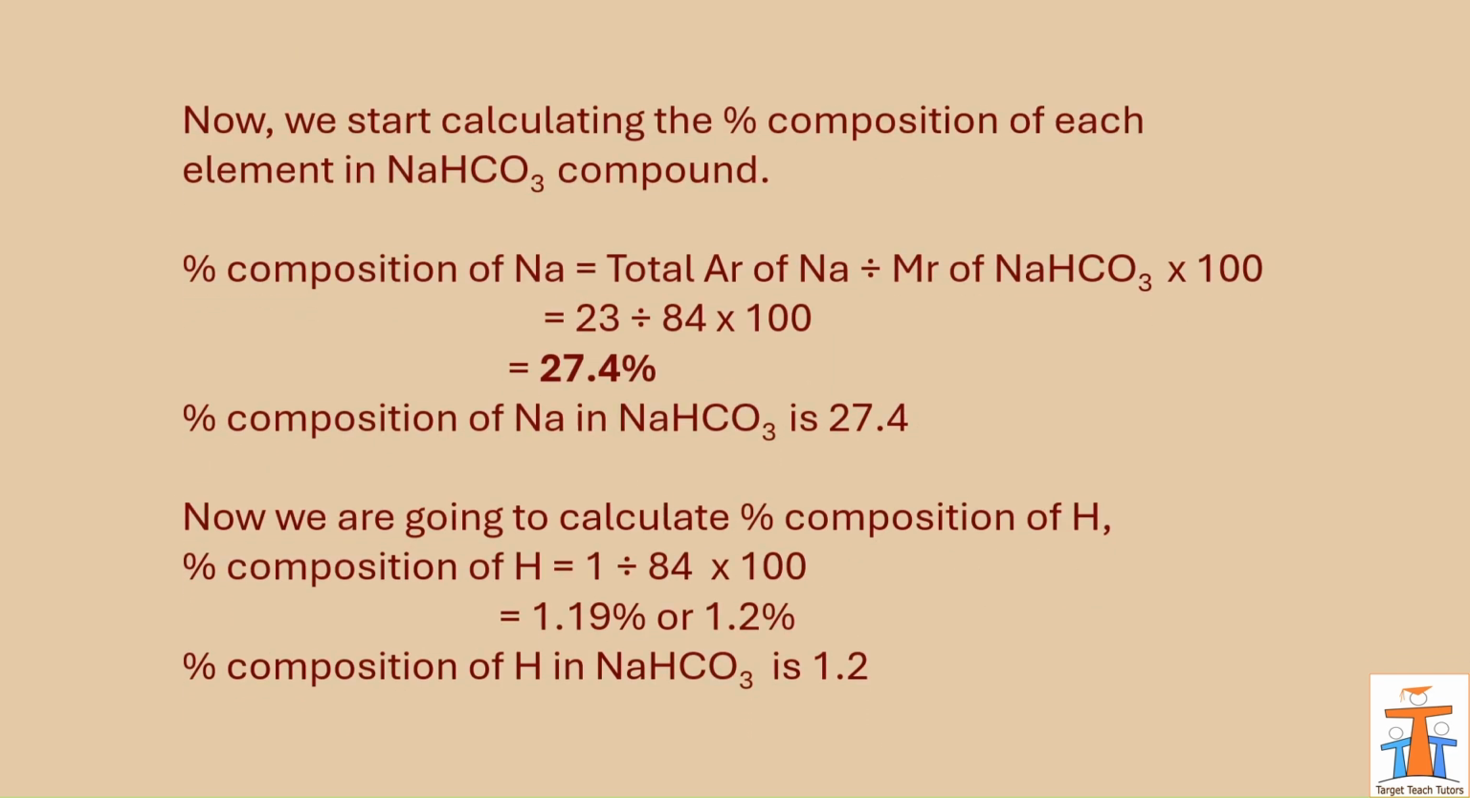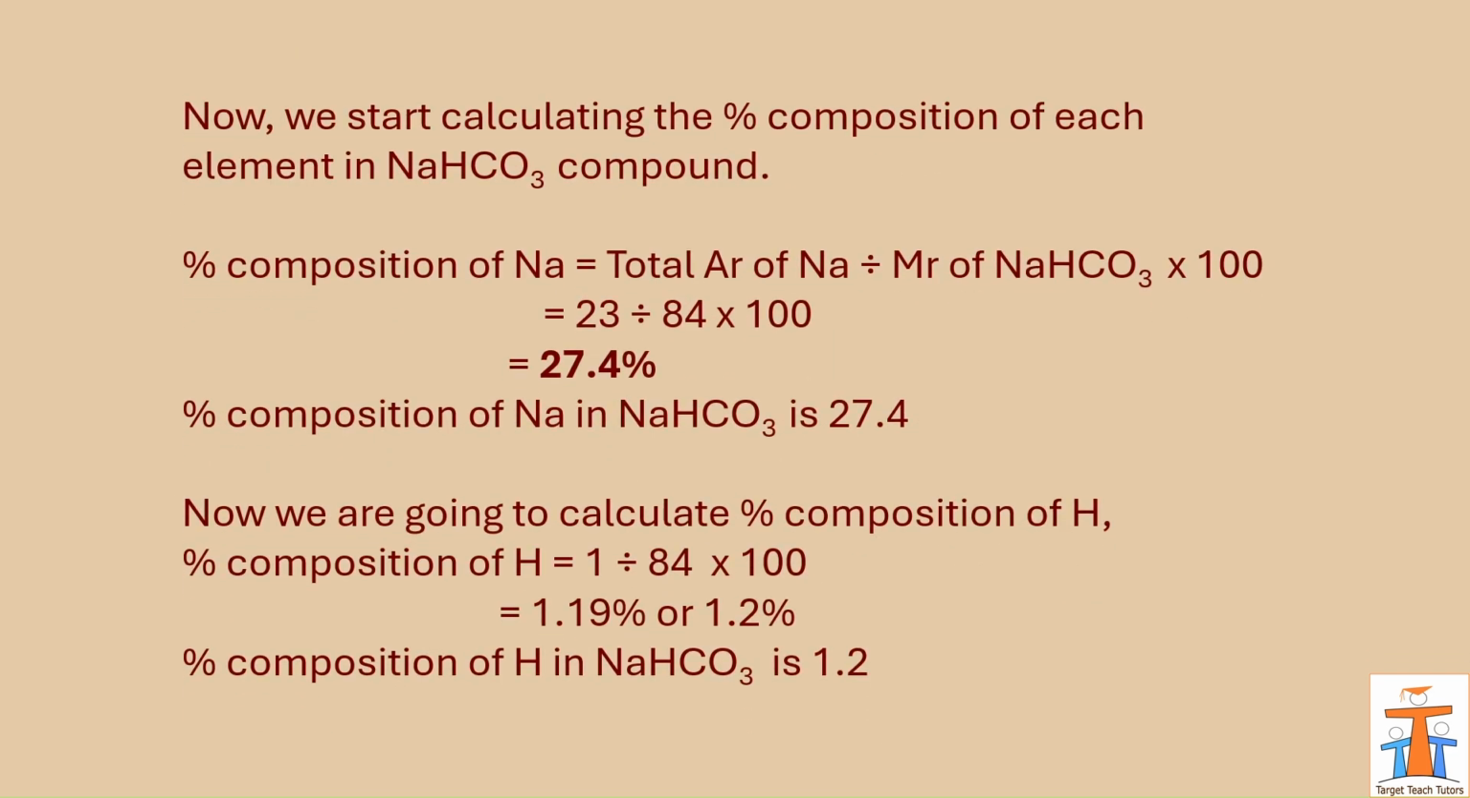Now we start calculating the percentage composition of each element in the sodium hydrogen carbonate compound. Percentage composition of sodium is equal to total relative atomic mass of sodium divided by relative formula mass of sodium hydrogen carbonate multiplied by 100. It means 23 divided by 84 times 100 is equal to 27.4%. Therefore, percentage composition of sodium in sodium hydrogen carbonate is 27.4.